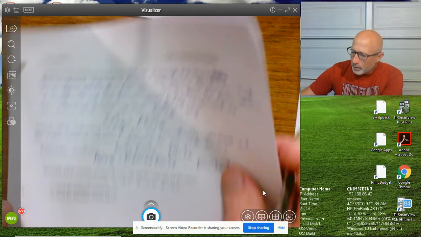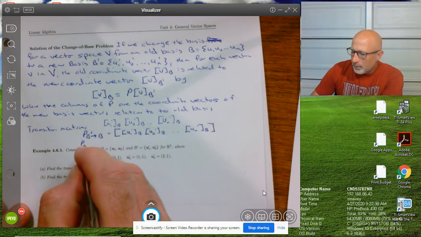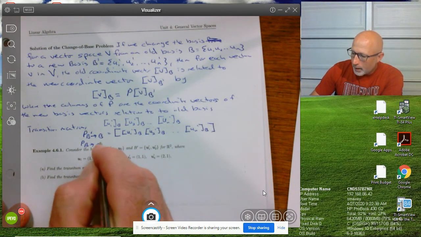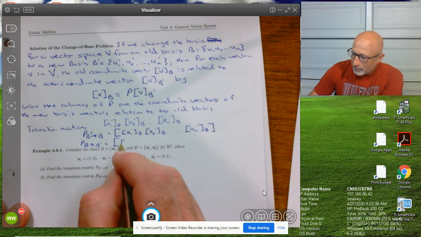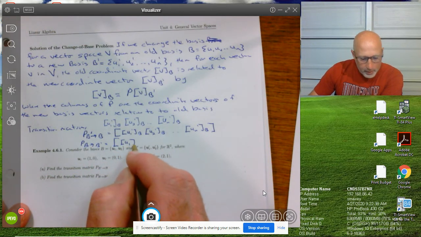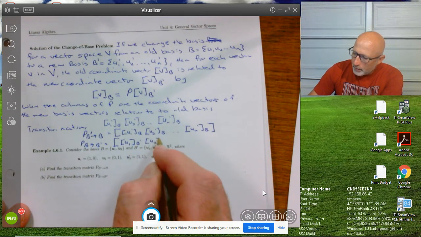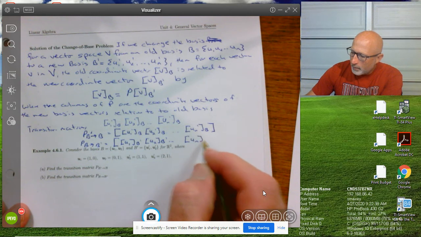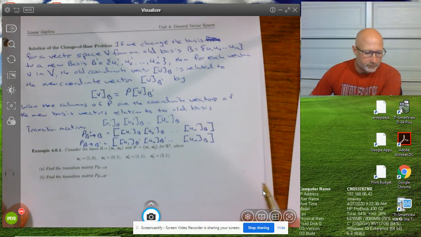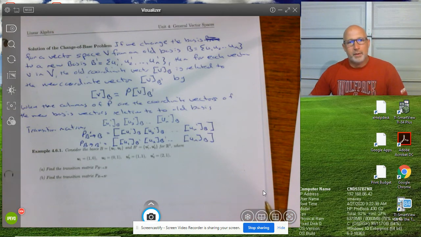Okay, furthermore, you can make the same argument the other way. So P, which is the transition matrix from B onto B prime, is going to be the matrix of the column matrices of U1 under the basis B prime, U2 under the basis B prime, all the way up to UN under the basis B prime. Okay, so there we have it.